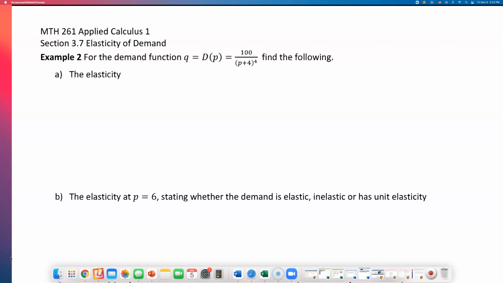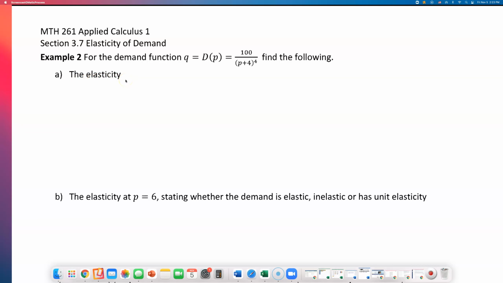This is the second video for section 3.7, elasticity of demand. We're looking at example number 2. For the demand function Q equals D of P equals 100 over (P plus 4) raised to the 4th power, we are asked to find the elasticity.